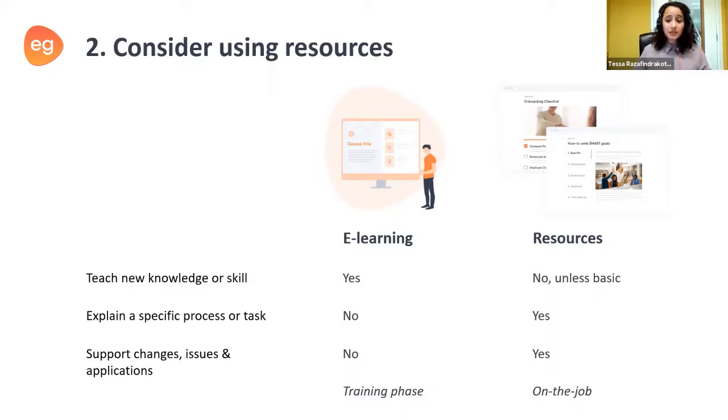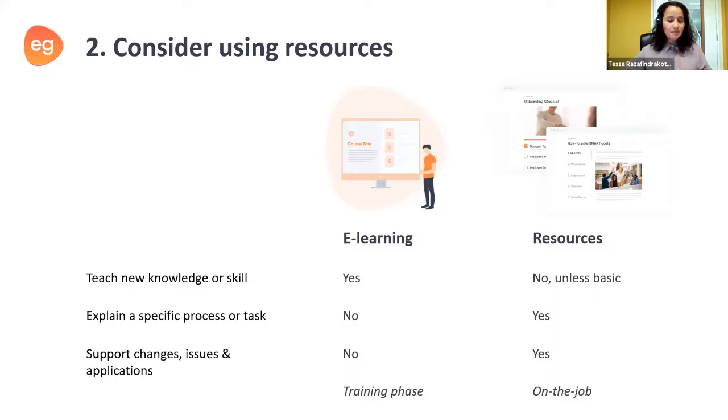For explaining really specific processes or tasks, resources are best because they can provide concise instructions or lists that can literally be used during the execution of that process or task. Now, to support changes, issues, or applications, resources are also best. In these situations, the person using that checklist or guide already has quite a lot of prior knowledge, so they are just in need of that support. So oftentimes, e-learning is great in training phases, whereas resources are great for on-the-job support.